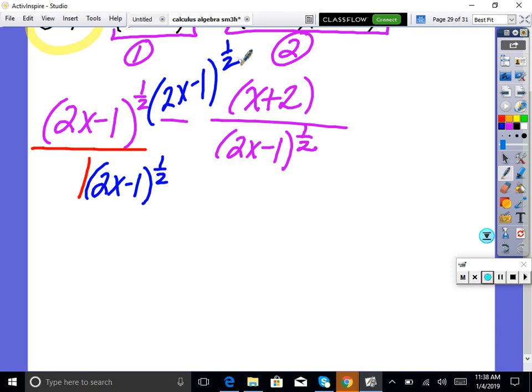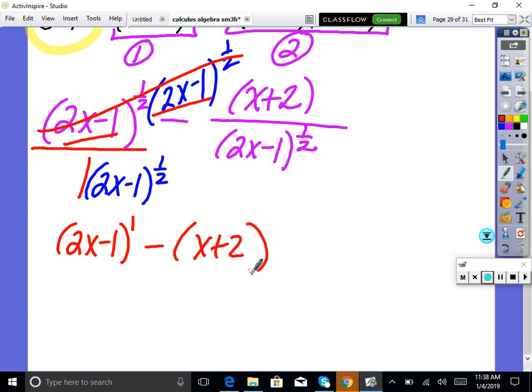Now the whole point of that is so we can combine the numerator. Now watch how beautifully this ends up simplifying. So many people see this and they think it's 2x minus 1 to the 1/4. When you multiply the same base, you add, not multiply. What's a half plus a half? 1. So that just became 2x minus 1 to the 1. Well, wasn't that nice? Then we still have minus x plus 2, this is our numerator.